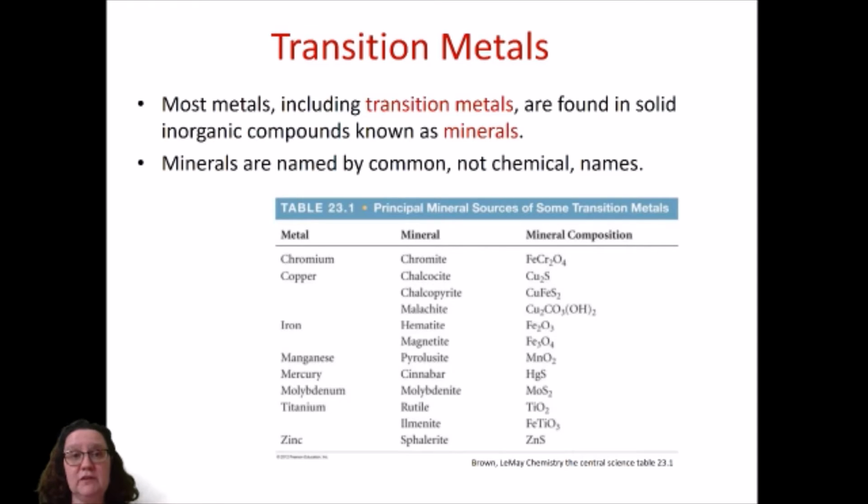In general, metals, including transition metals, are found in solid inorganic compounds, what we call minerals. Minerals are named by their common names, which do not reflect their chemical names. So, for example, you can spot here iron(III) oxide, or here mercury sulfide, and as you can see, they have common names that are widely used not only in society but also in chemistry books.